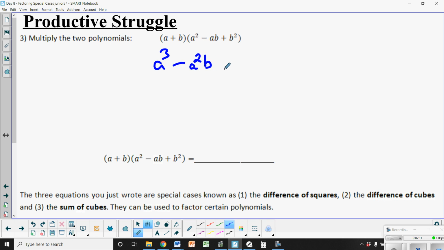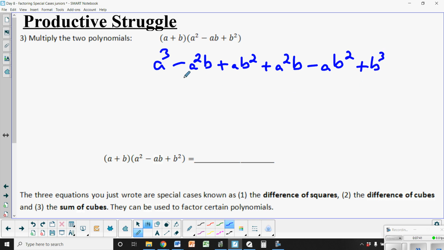And you may already notice that things are probably going to cancel out. We have a similar pattern here. So a times positive b squared, so it would be plus ab squared. And then we'll do positive b times a, so that'll be plus a squared b. And b times negative ab, so that'll be minus ab squared. And then b times b squared will be plus b cubed.